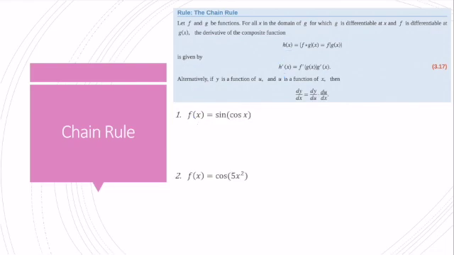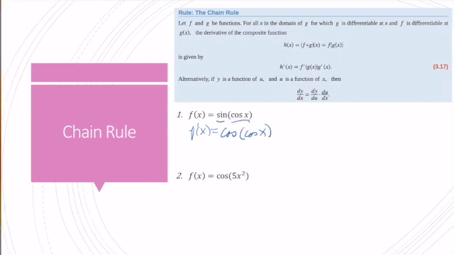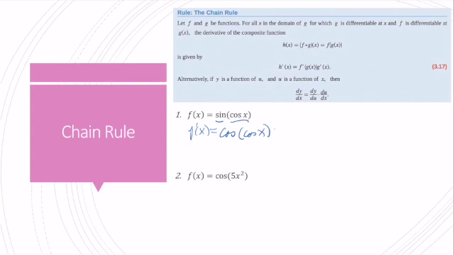Let's try this again. Now my outside function is sine and my inside function is cosine. So to take the derivative of this function, I'm going to take the derivative of sine, which is cosine of my inside, cosine of x, times the derivative of cosine, which is negative sine of x. So we can go ahead and distribute that negative, because that's what we like to do. I have negative cosine of x, sine x.